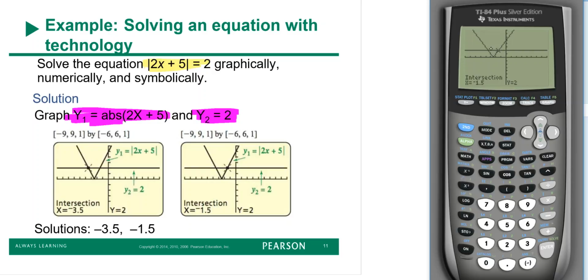And then to get the other intersection point, we do it again. Second, trace to get to calc. And then we go to intersect. And we want to go all the way to the left until we are on the absolute value one above it. And then we pick the horizontal line. And then again, enter. And we get the other intersection point, negative 3.5. So we can solve these absolute value equations algebraically or graphically.